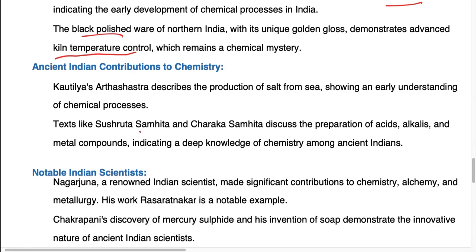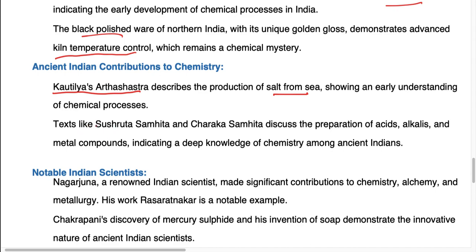Kautilya's Arthashastra describes the production of salt from sea, showcasing an early understanding of chemical processes. So, in the Kautilya Shastra, he described salt formation, which shows the early understanding of chemical processes.